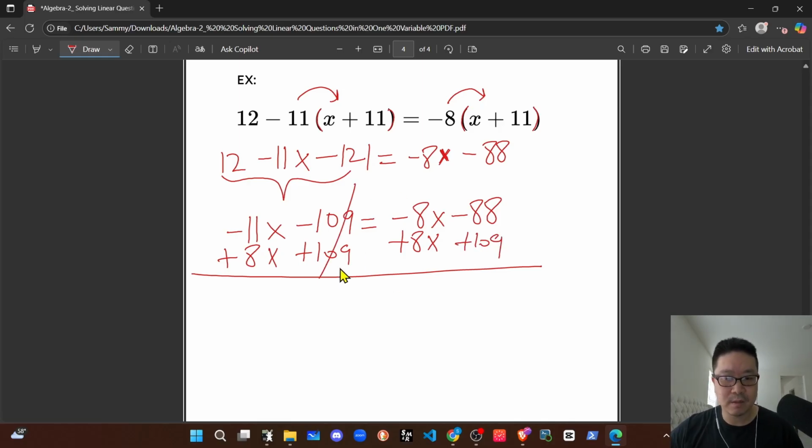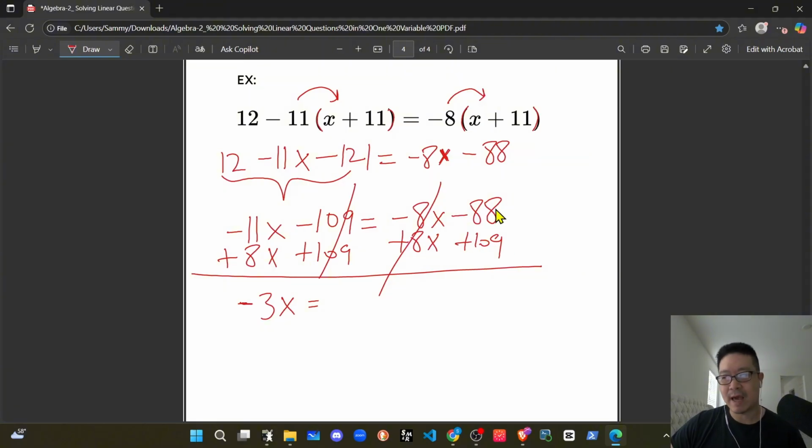When we do that, the 109s will cancel, the 8x will cancel. On the left side, we have negative 11x and positive 8x. When we combine those like terms, we get negative 3x. So one thing you need to know or have mastered by now is combining like terms. If you don't know how to combine like terms, you're going to have trouble solving for the unknown variables in this case. So on the left side, we have negative 3x.